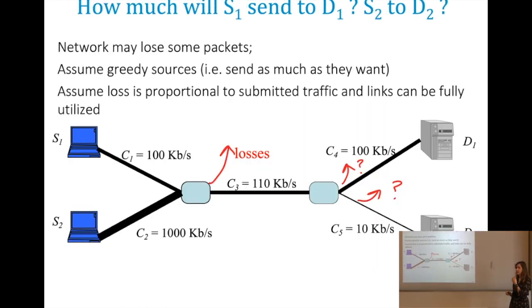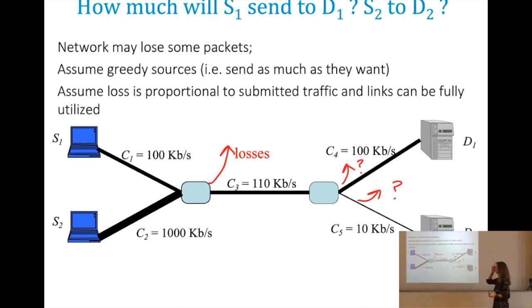So let's look at an easy toy example. In this example, we have 2 sources, the blue computers, and 2 servers. And in the middle, we have 2 routers. And the thickness of the links depends on the maximum capacity you can achieve on these links, so like the bit rate.